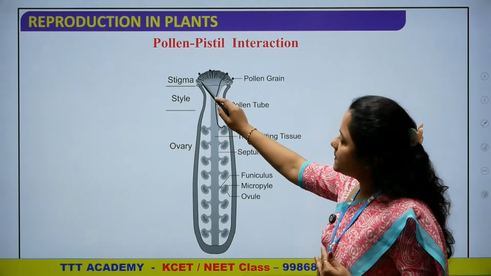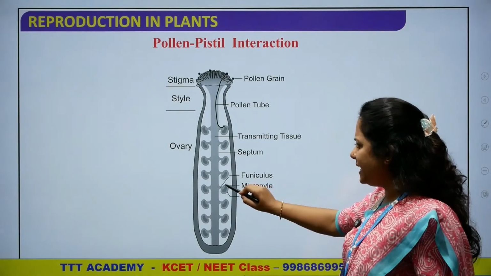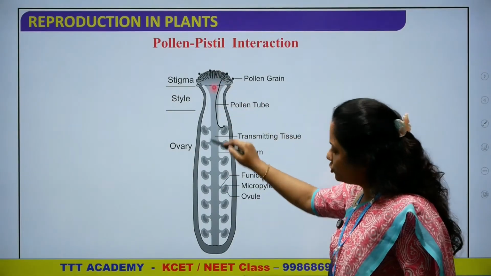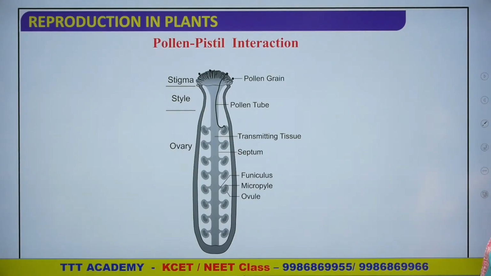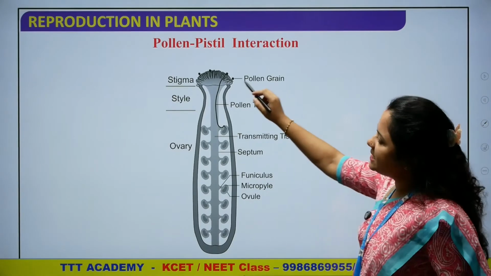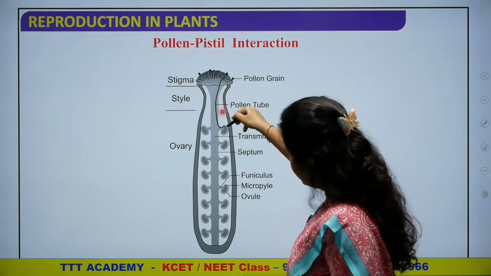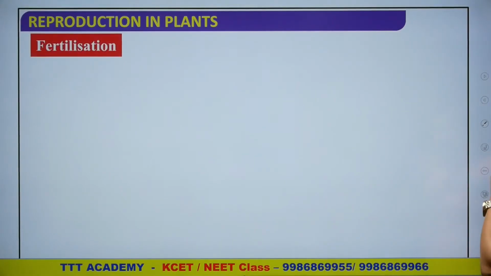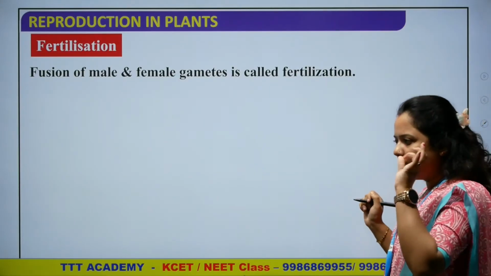So correct, this is the stigma, style, ovary, ovules, micropylar end, funicles, and this is the tissue which is holding all the different ovules, right? This diagram, you have to remember, is of the pollen pistil interaction, which indicates both the pollen grain and the stigma and the pollen grain germination, everything. Okay. Then fertilization. Now we will come to a primitive process.